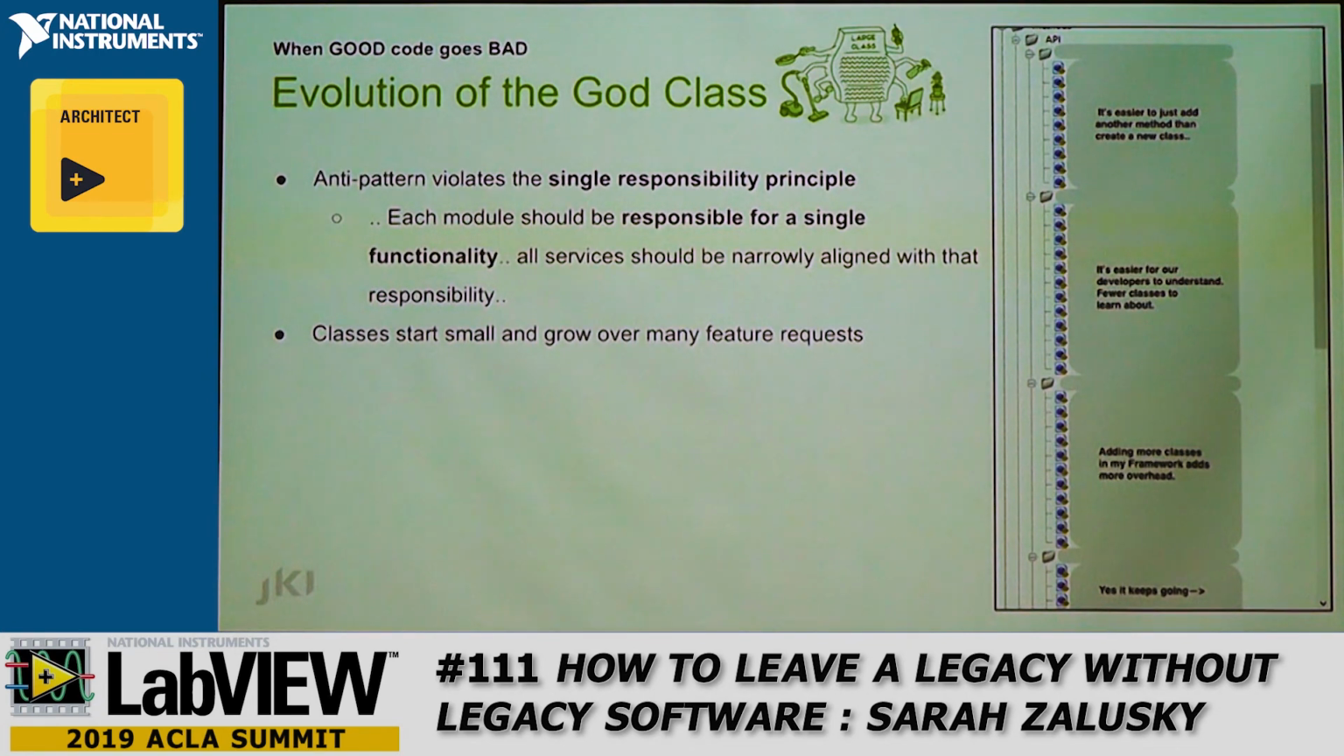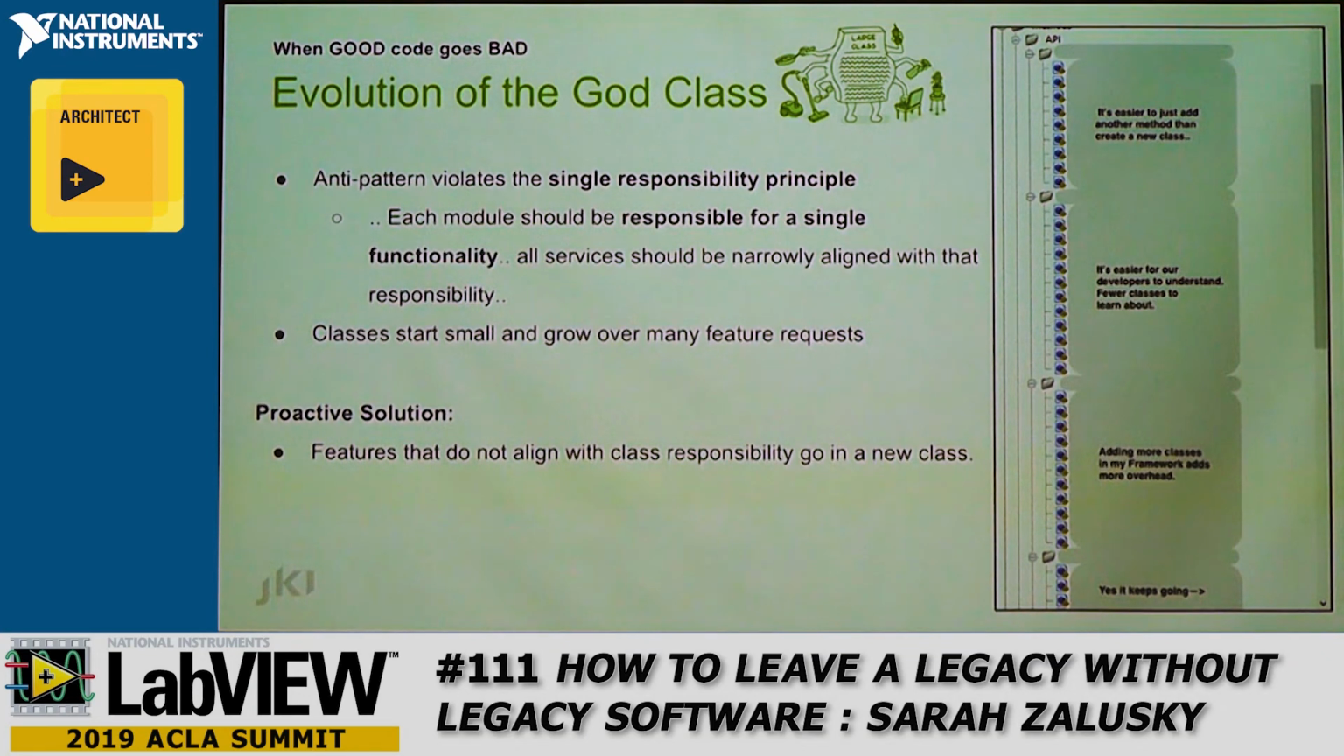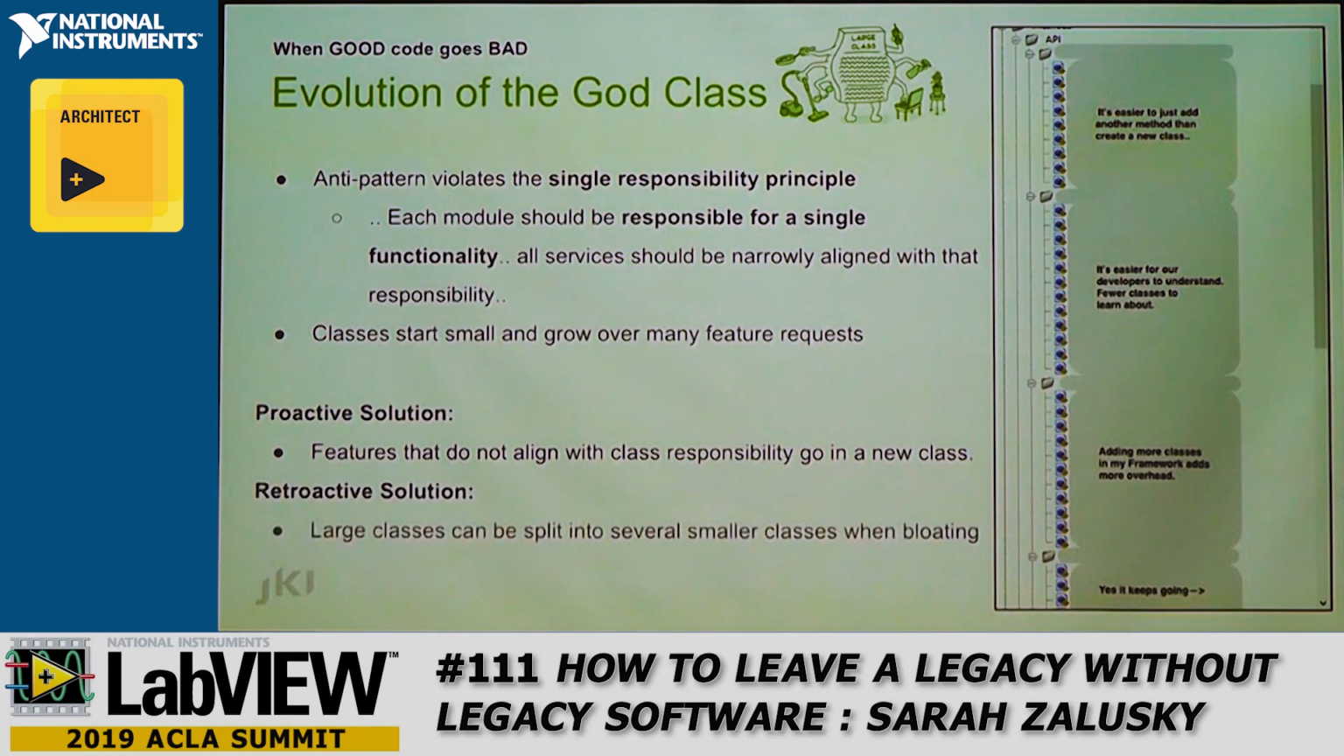One of the reasons this happens is that it's a lot easier to just add another method to an existing class than to go through the work of thinking about whether or not that new feature that I'm adding aligns very tightly with the behaviors of that class. So one proactive thing that we can do is always be thinking about whether it's really appropriate to put that new method in our class or whether we need to break it into a different class. And then the retroactive solution is, large classes can be split into several smaller classes. If you're going back, reviewing your code base and you have a lot of these everything-in-the-kitchen-sink classes, you should do that.